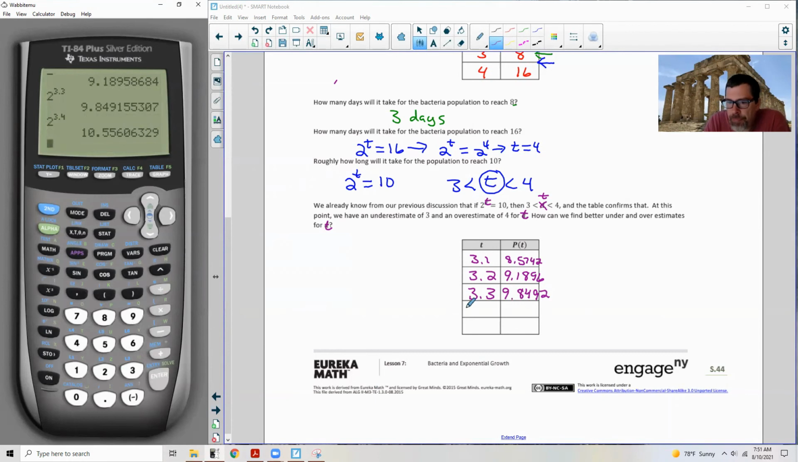Okay. That's an over, so I'm going to put it here. Once I go over, I'm going to try to get more accurate and do another table. We're going to become really accurate here. I think we do it on the next page though, so I'm going to stop there. I now know that my t is between 3.3 and 3.4. So what do I do now if I want to be really accurate? I go out to the 100th place and start with 3.31 and so on and so on.